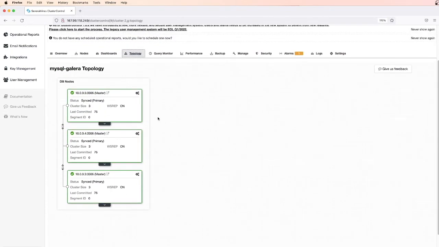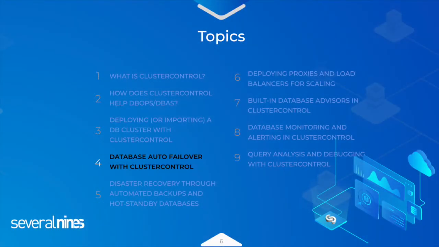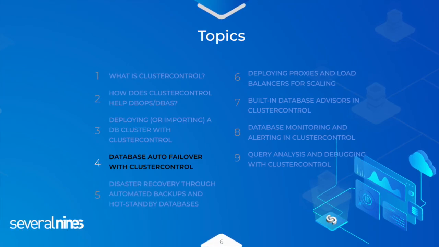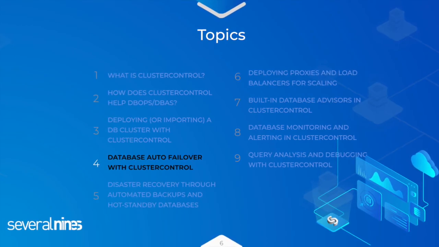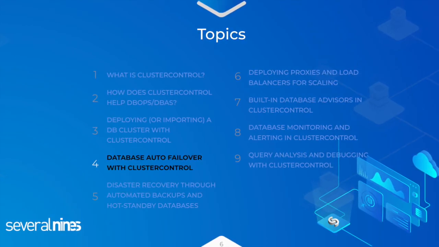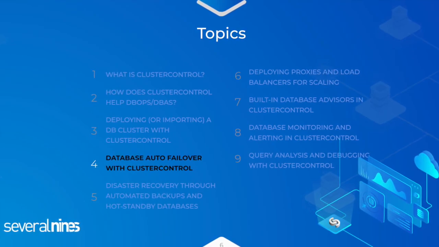You can visualize the deployment topology of the Galera cluster from the Topology tab. In this segment, we will show ClusterControl's auto recovery capabilities. As part of auto recovery, ClusterControl is able to detect a failed primary database node and automatically promote a standby database to assume the role of the primary database.